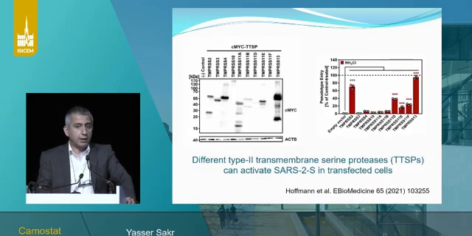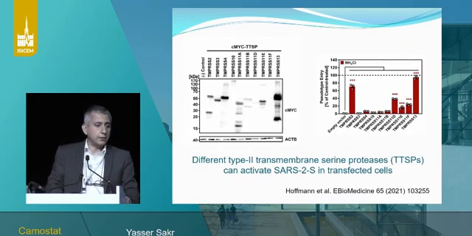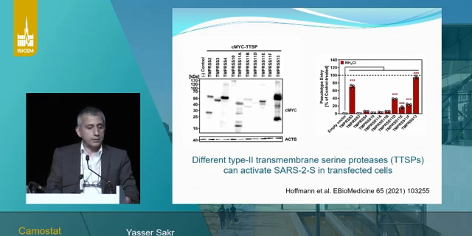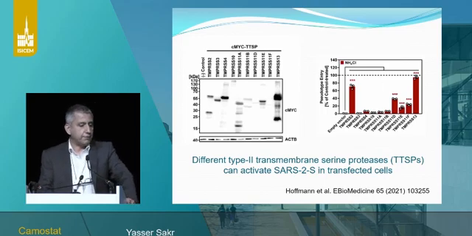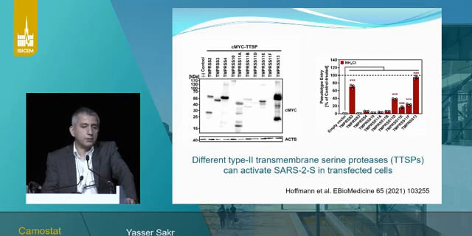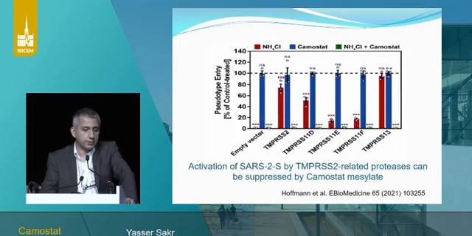And these receptors have been shown in quite clear experiments to be implicated in the viral entry of the SARS-CoV. So as you can see here from this experiment, for example, the different type 2 transmembrane serine proteases can activate SARS-2 in transfected cells. So that was an experiment on tissue culture. And in the same experiment, the authors also looked at whether the activation of SARS-CoV by the TMPRSS can be suppressed by Camostat mesylate.